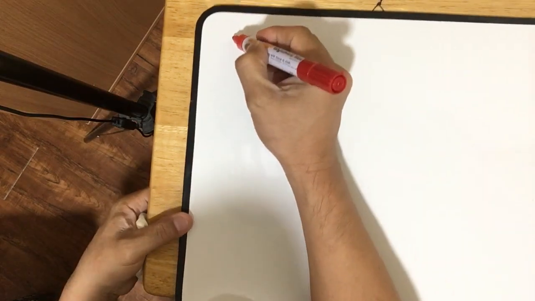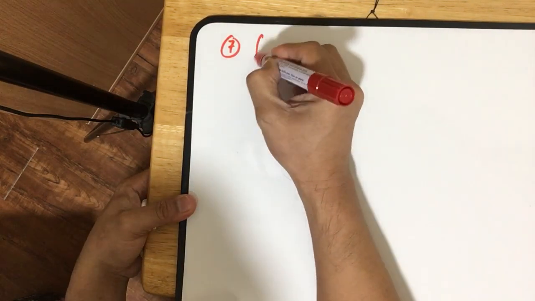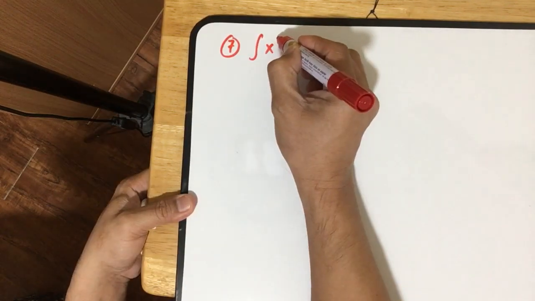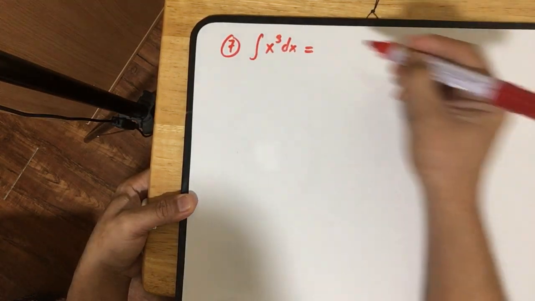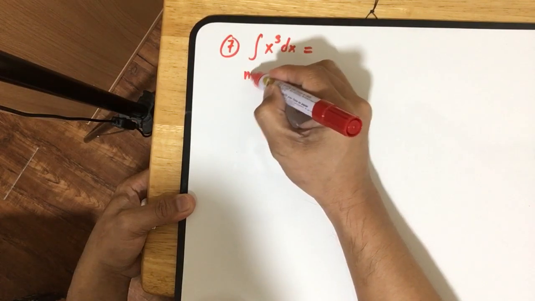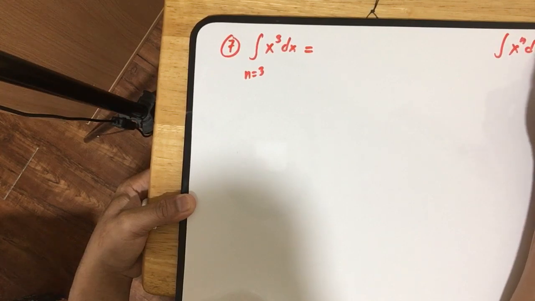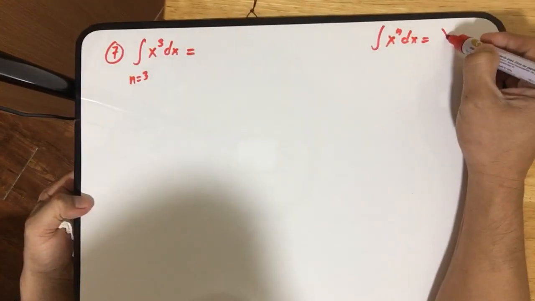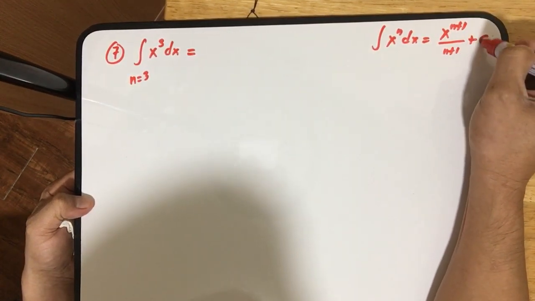Another example, number 7. If you're given the integral of x to the third power, or x cubed dx. Using the formula, our n here is equal to 3. The formula is the integral of x to the n dx is equal to x to the n plus 1 divided by n plus 1, plus c.